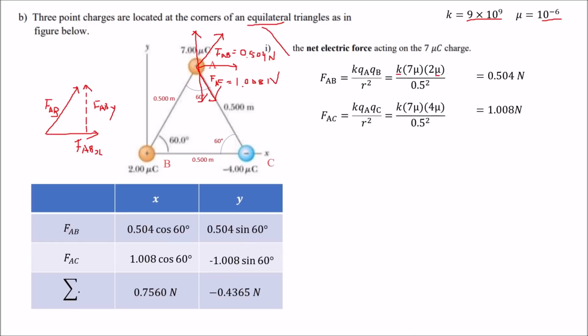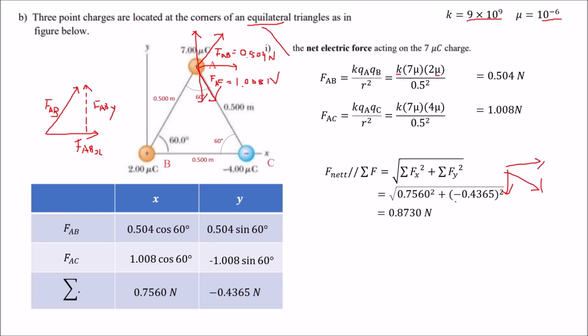Okay, now that we have the value of the X component and Y component, we can calculate the net electric force. The net force will be the square root of the sum of Fx to the power of 2 plus the sum of Fy to the power of 2. This is just Pythagoras theorem, like the usual one. We put in the values and calculate, and we'll get 0.8730 Newton. This one is the F net.